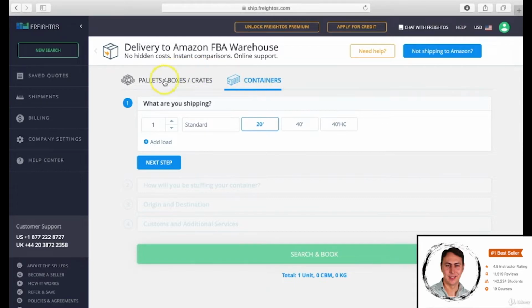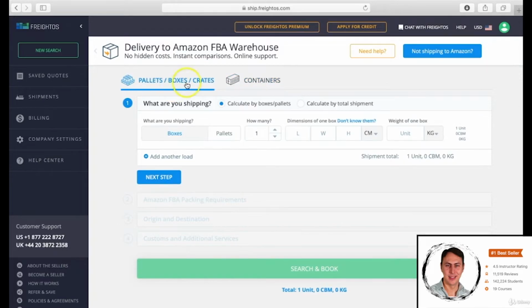the Amazon FBA storage. Firstly, there are 2 options. How will you pack the products? Either pallets or containers. We are choosing pallets, boxes, crates on the left, because we want boxes. Now, you should fill in the blanks with the information about the boxes.